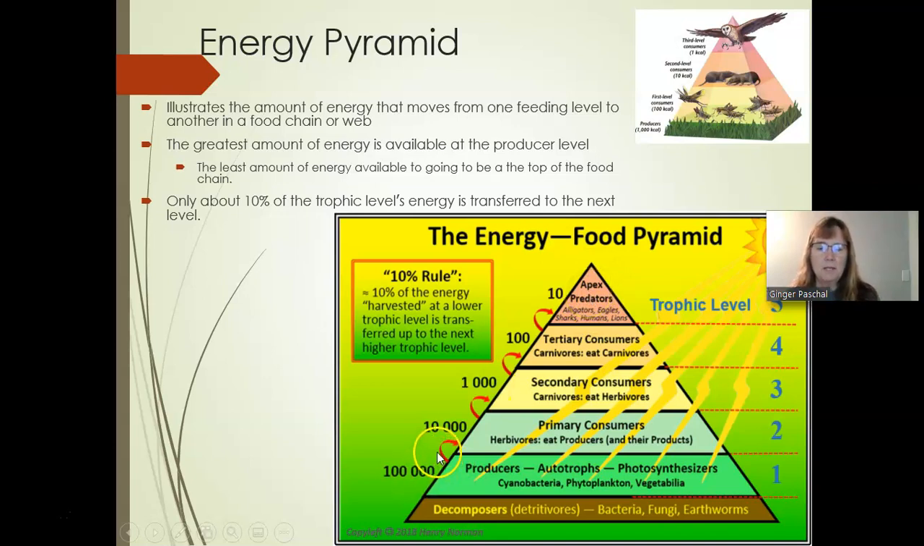Only about 10% of the energy available in any trophic level is transferred to the next level. So if there's 100,000 units of energy available at the producer level, when we go to the primary consumer level, there's only 10,000, and so on as we move on up the food chain. This is called the rule of 10%. In other words, 10% of the energy harvested at the lower trophic level is transferred up to the next higher trophic level. The rest of that energy goes off as heat or is used by the organism for living life.